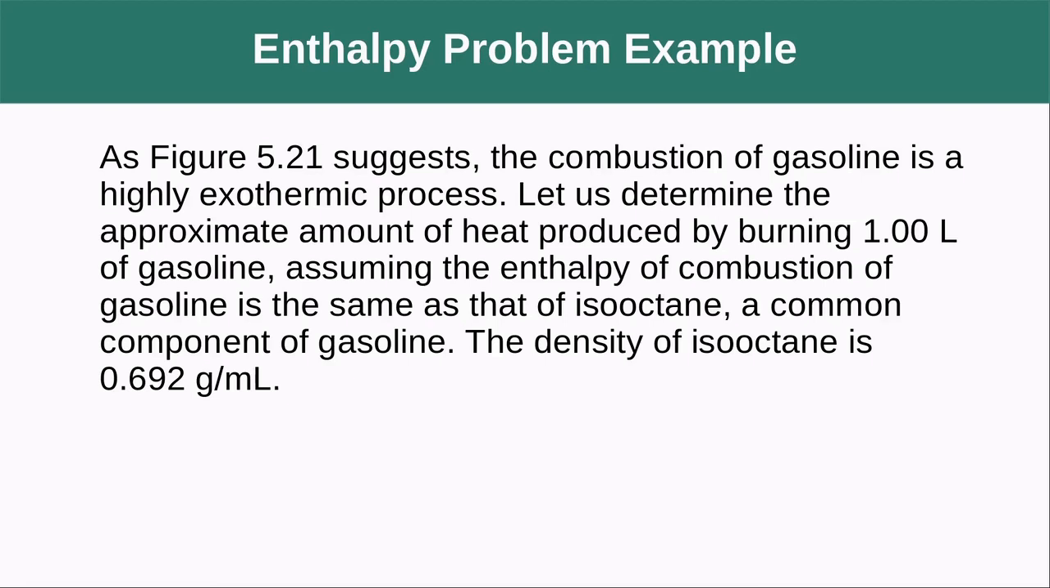So, as that previous figure suggests, the combustion of gasoline is a highly exothermic process. We want to determine the approximate amount of heat produced by burning 1 liter of gasoline. We're assuming that the enthalpy of combustion of gasoline is the same as that of isooctane. Where that assumption's coming in is that gasoline is actually a mixture, so it's a more complicated problem than this, but a large amount of it is isooctane. And we're going to need to know the density of isooctane, and that is 0.692 grams per milliliter.